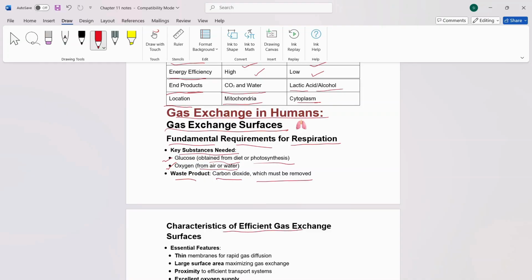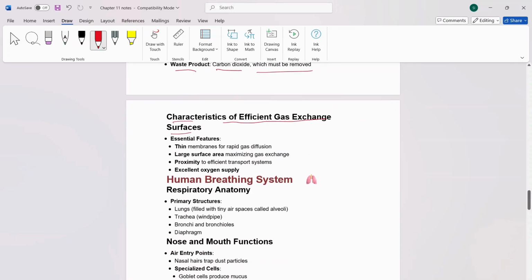Characteristics of efficient gas exchange surfaces. Essential features include thin membranes for rapid gas diffusion, large surface area maximizing gas exchange, proximity to efficient transport system, excellent oxygen supply. Human breathing system.